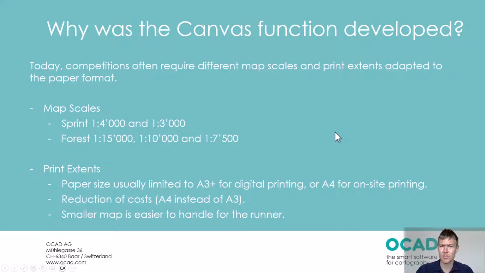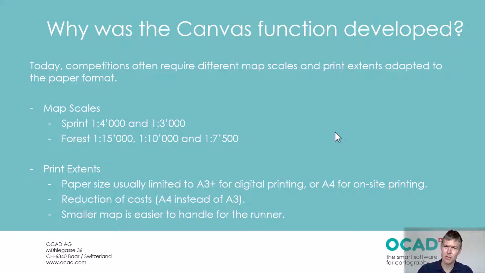So why was the canvas function developed? Today, competitions often require different map scales and print extents adapted to the paper format. For sprint races, for example, we have map scale 1 to 4000 and 1 to 3000. For forest events, we have map scale 1 to 15,000, 10,000 and even 7,500. So we have different map scales, and then we have also different print extents.